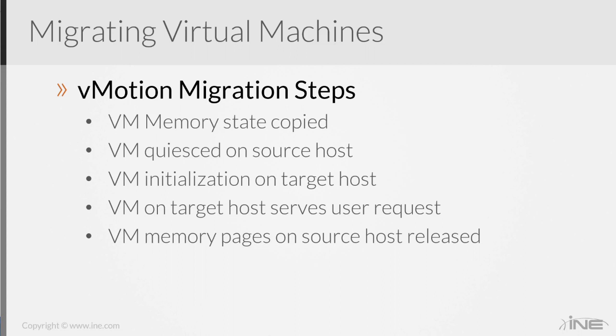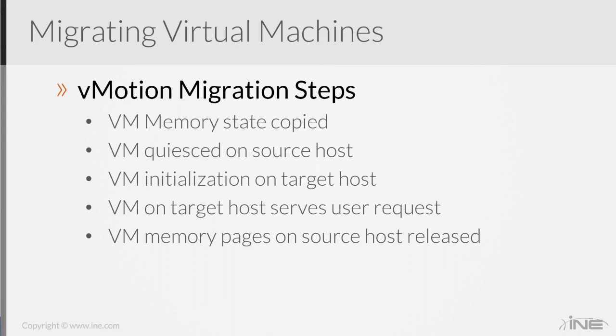So in step two, the virtual machine memory is copied from the source to the target host, and the virtual machine is quiesced on the source. Also in this stage, the VM device state and memory bitmap is transferred to the destination host. In step three, the virtual machine starts to run on the destination host. And then after that, a reverse ARP request is used to notify the subnet that the VM MAC address is on a new switch port.